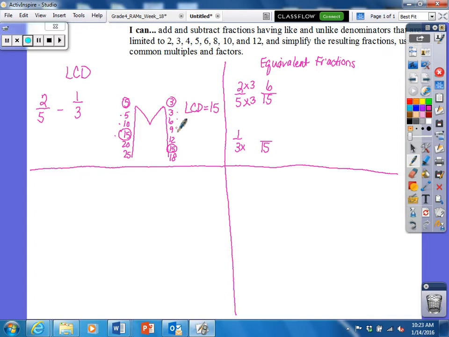1, 2, 3, 4, 5. 3 times 5, so we do the numerator. 1 times 5 is 5. So now my equivalent fractions are 6/15 and 5/15.